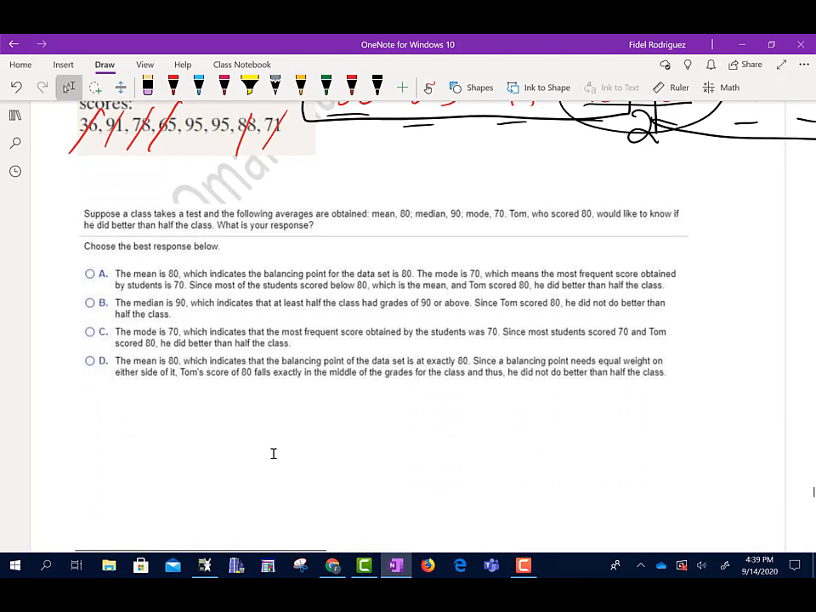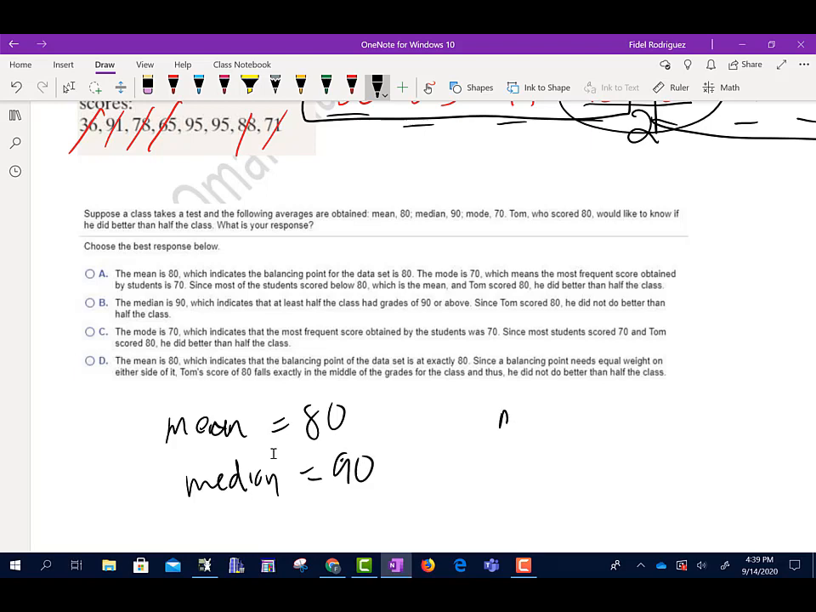Okay, so it says, suppose a class takes a test and the following averages are obtained. The mean is 80, the median is 90, and the mode, which we talked about earlier, is 70. Tom, who scored an 80, would like to know if he did better than half the class.